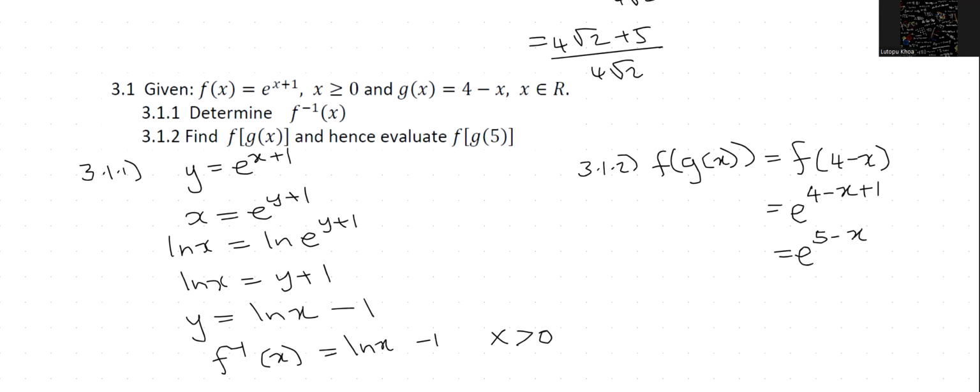And then it says, hence evaluate f of g of 5. So that means in this function here where you have x, you're now going to replace the x with 5. This is e to the power of 5 minus 5, which is e to the power of 0, which is equal to 1.